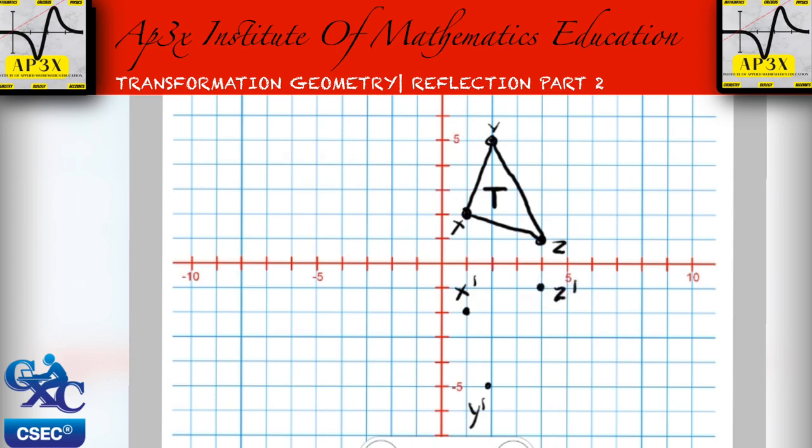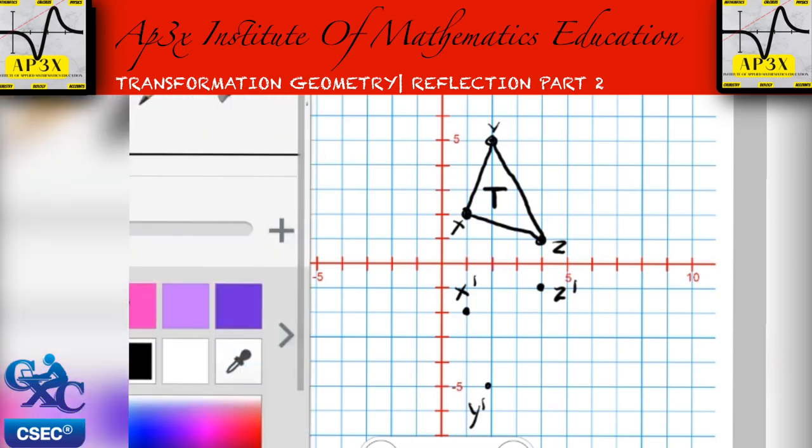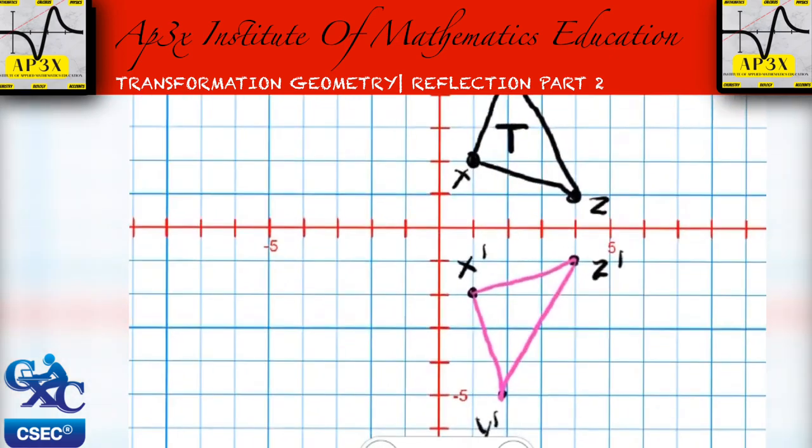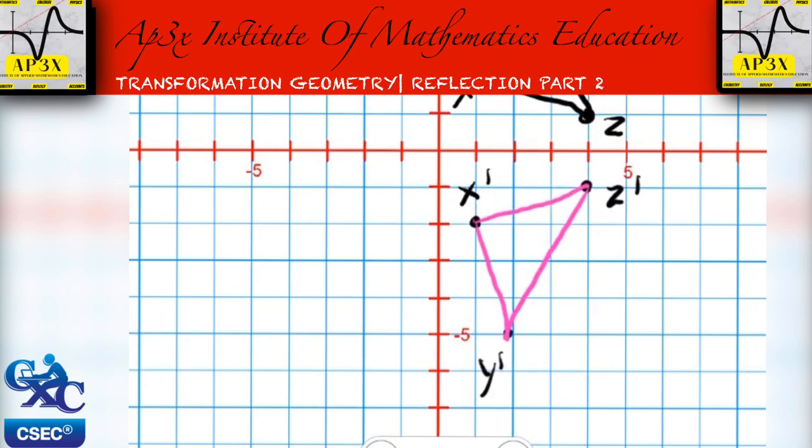Okay, and so therefore let's use a different color ink here. Let's use pink, and connect x prime to z prime, connect x prime to y prime, and connect z prime to y prime. And then therefore we have a beautiful image here of a reflection across the x-axis.